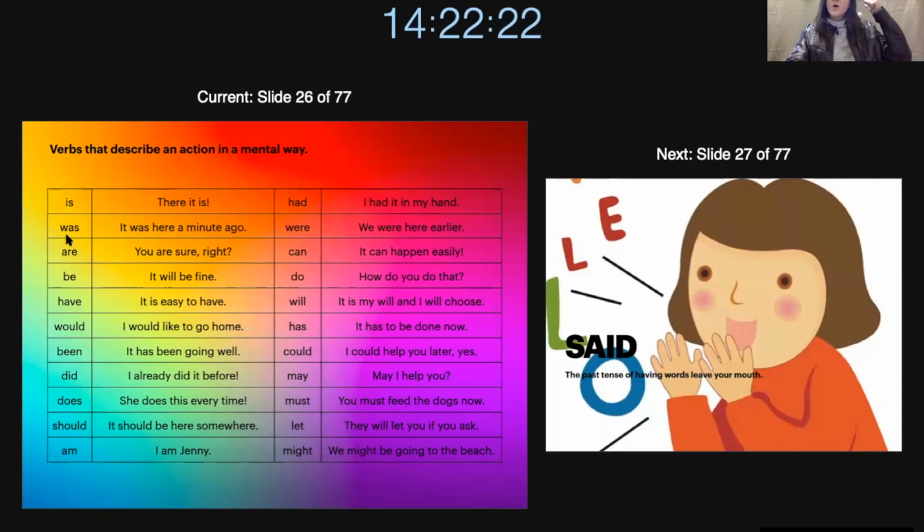Was is past tense. Something happened before or yesterday. It was here a minute ago. So I'm looking for something, but I cannot find it. Where can it be? Then we have are.